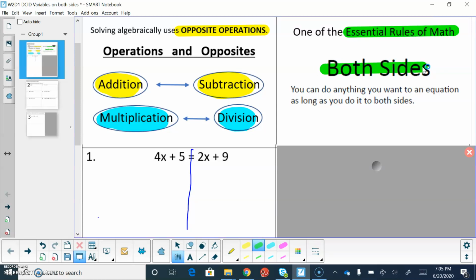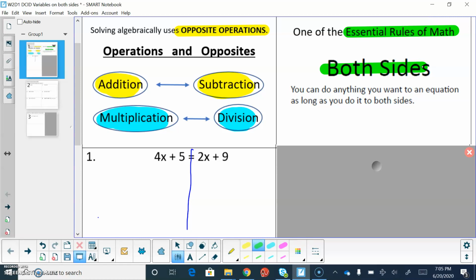This equation, 4x plus 5 on the left equals 2x plus 9 on the right, is a balanced equation. Both sides are equal to each other. And you can do anything you want to the equation as long as you do it to both sides. Because if I added, say, 10 to the right side, then they wouldn't be equal anymore, because they're equal as they are. So if I add 10 just to the right, it's unbalanced. In order to make it balanced, I would have to add 10 also to the left. And if I do that to both sides, then it's balanced. That may or may not help solve it, but it keeps it balanced.